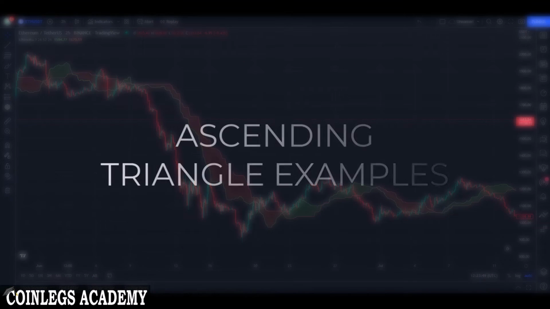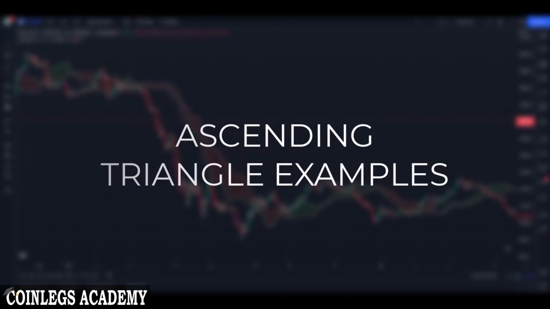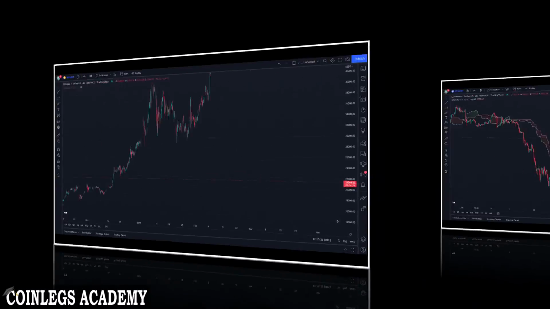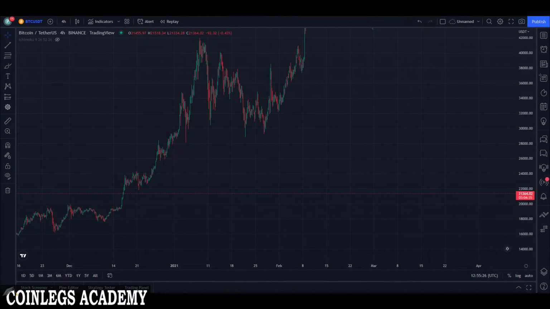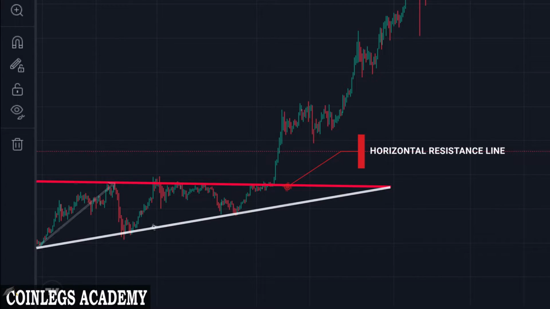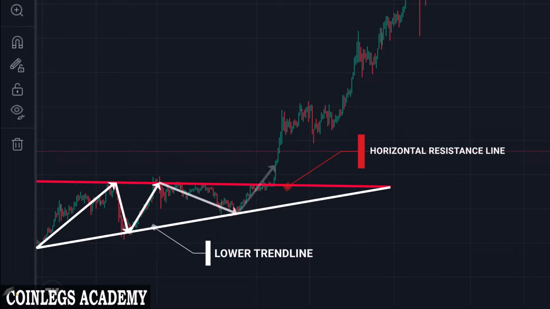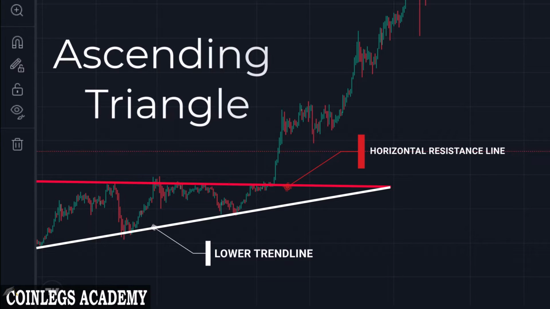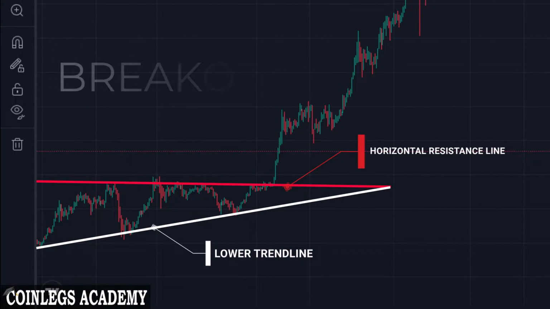Now let's examine ascending triangle examples. In this example, we have a significant horizontal resistance line. And also we have a lower trend line that represents a rising trend. Now we can say we have an ascending triangle pattern and we are looking for breakouts.